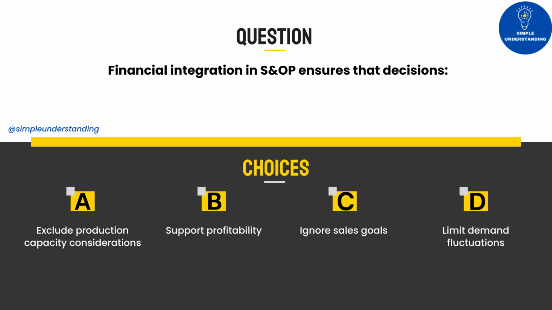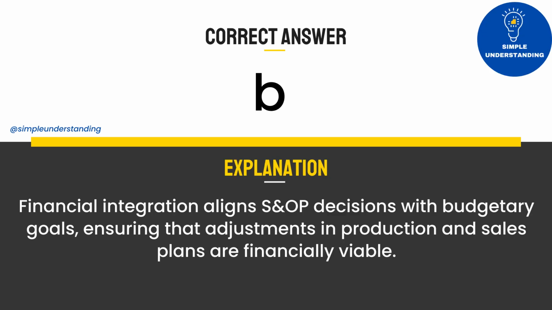4. Financial integration in S&OP ensures that decisions A. Exclude production capacity considerations. B. Support profitability. C. Ignore sales goals. D. Limit demand fluctuations. Answer B. Explanation. Financial integration aligns S&OP decisions with budgetary goals, ensuring that adjustments in production and sales plans are financially viable.